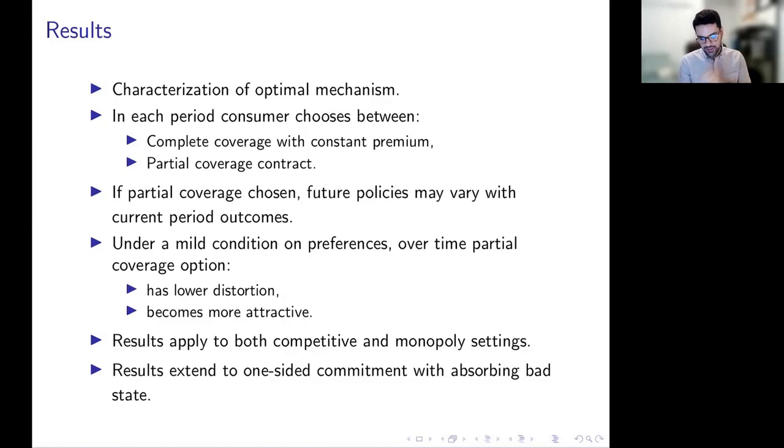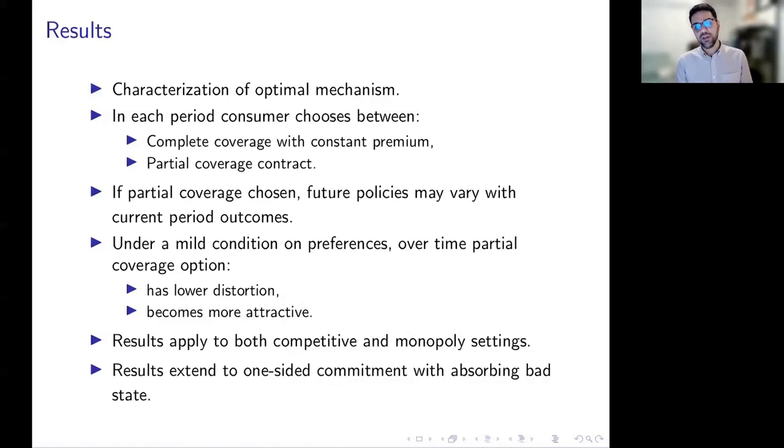As I mentioned, I actually need a mild condition on preferences in order to show that the optimal contract is going to feature decreasing distortion. So the partial coverage policy that is offered to agents is going to have increasing coverage over time. Okay, the result of this characterization applies to both the extreme cases of perfect competition and monopoly. And I imagine that even though I haven't explicitly characterized the case of imperfect competition, some of the insights of where the dynamic distortions come from in this model are obviously going to be more general than these two extreme cases that I'm going to be discussing.